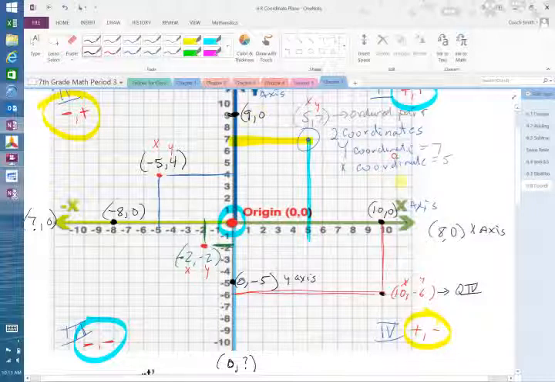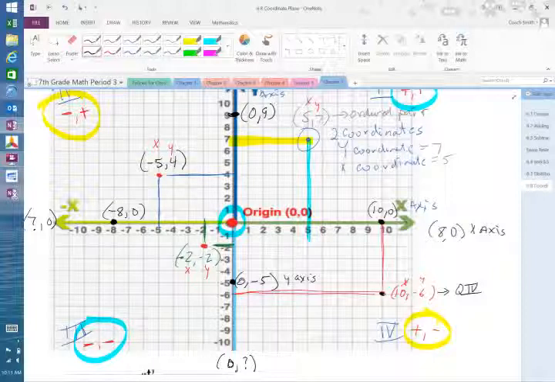Excuse me, 0, 9. And how you would describe those is that they fall either on the x-axis or the y-axis. They do not fall on a quadrant.